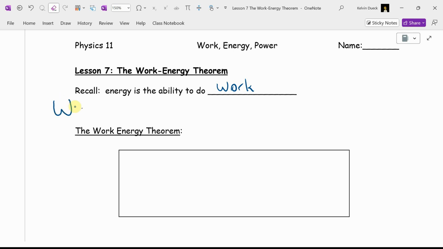Now, we did say that work equals force times distance. This was the easiest way to calculate work. It's also the most useless. It's not useful as often. Here, the force had to be a constant force, and there were some limitations.